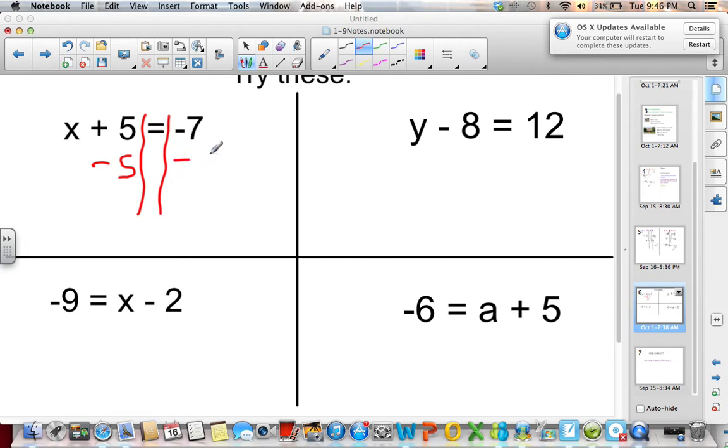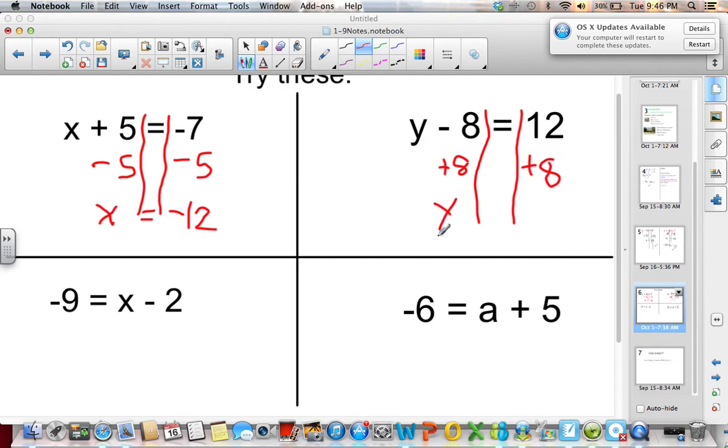So we're going to subtract 5 on both sides, because we have addition. Opposite of addition is subtraction. So x equals negative 7 minus 5 is negative 12. Railroad tracks, my variable is on this side, so I know that I have to add 8. Add 8. Y equals 20.